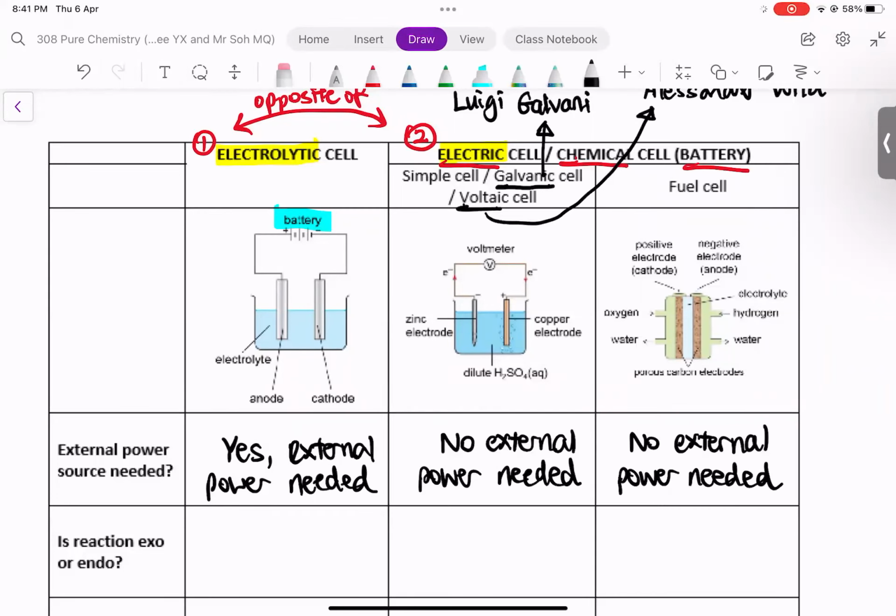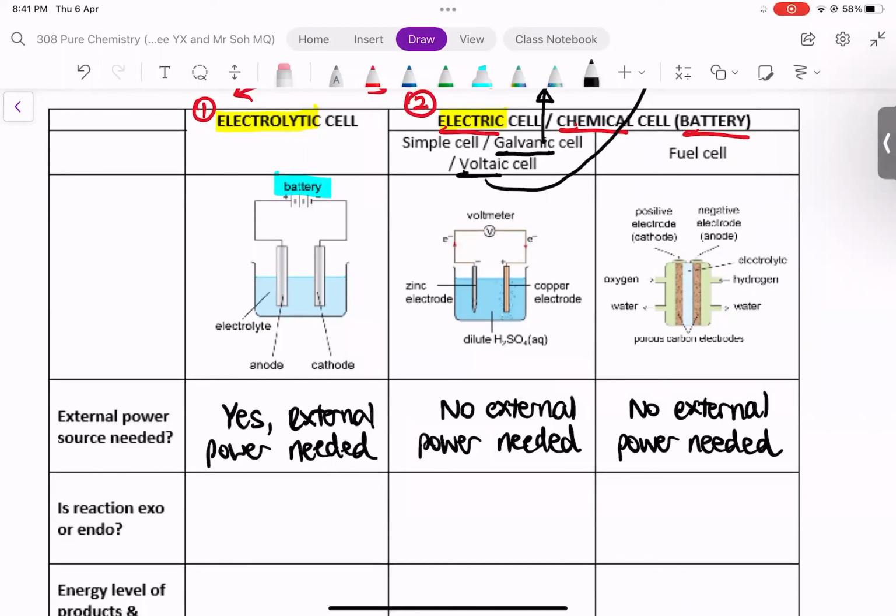So for the electrolytic cell, it needs an external power source in order for electrolysis to happen. So would you classify this as endothermic or exothermic? If you need an external power source, that means you need to take in energy. Therefore, electrolysis, the overall reaction, is endothermic because it takes in energy from the surroundings, from the external source in order to work.